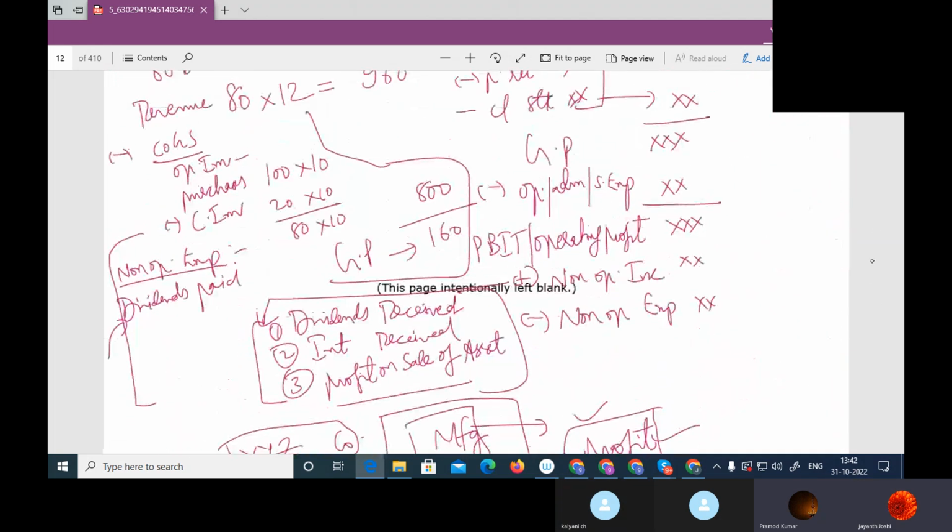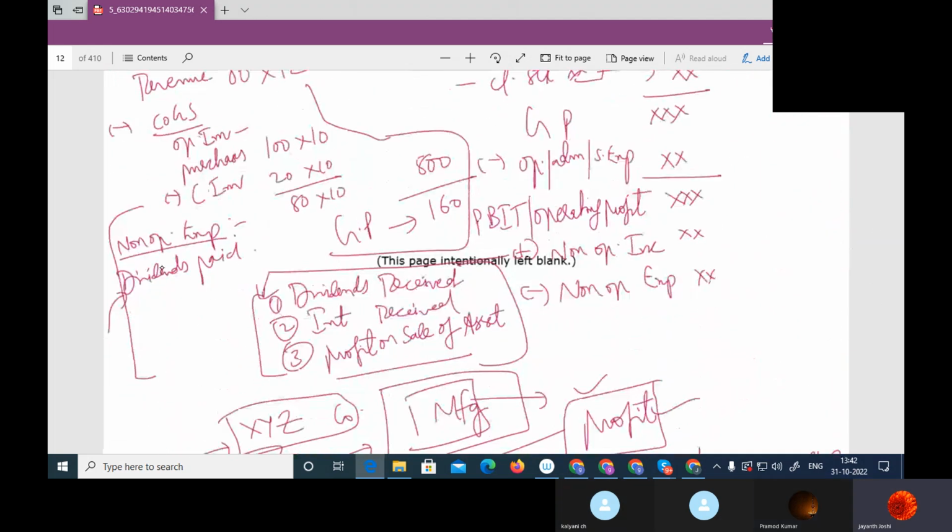So now here we are. Dividend paid is never ever a non-operating expense. To confuse you, I have just asked you about the dividends paid. So never ever is it a non-operating expense. It is the shareholder's right, not an expense to the company, correct? Company is just distributing them. Now, what comes under non-operating expense?